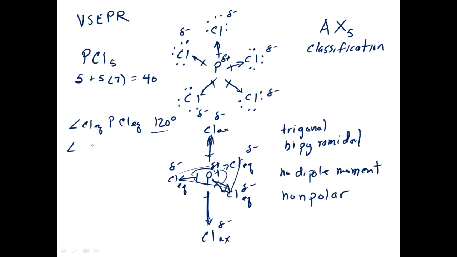Now, the angle between chlorine axial, phosphorus, and chlorine axial would be 180 degrees. That would be from here to here. And then the last angle would be chlorine axial, phosphorus, chlorine equatorial, which would be 90 degrees. So these are the angles that make up the trigonal bipyramidal framework. All right, let's continue on.